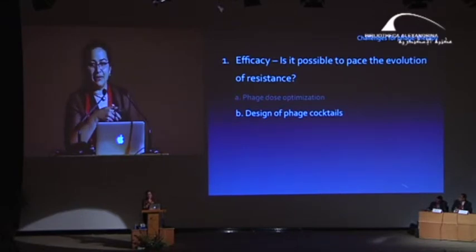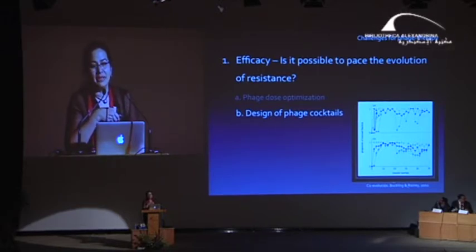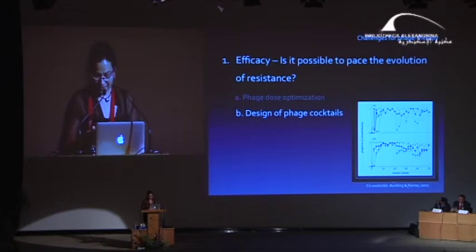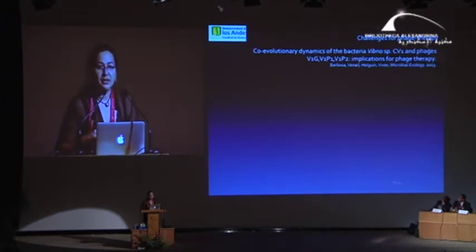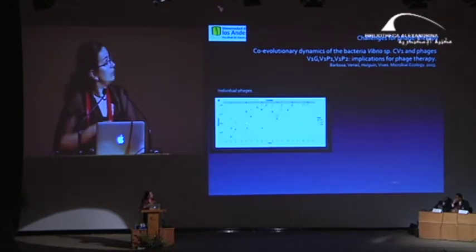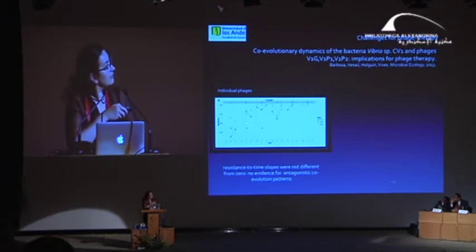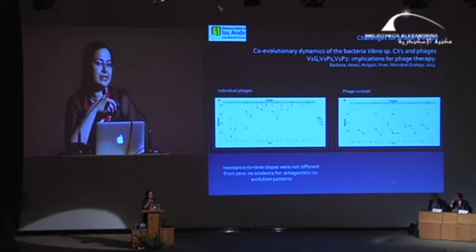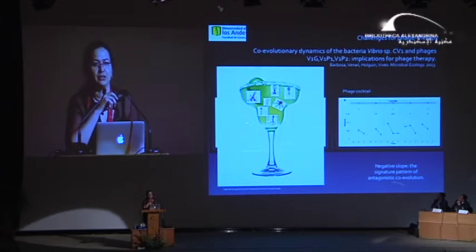The second part is design of the phage cocktails. As you heard, the bacteria develop resistance, and this comes from a very seminal paper studying the coevolution of resistance between phages and bacteria. And we did that for some other model, Vibrio, which is a bacteria that kills shrimps. And we showed that when we use individual phages, we got resistance all the time with the 3 phages. But when we combine the 3 phages in one cocktail, the bacteria never obtain that level of resistance. So definitely, we have to use phage cocktails.